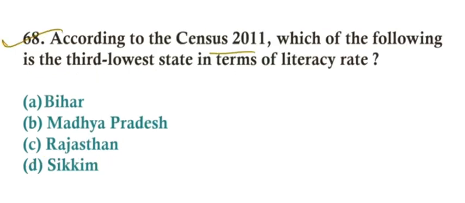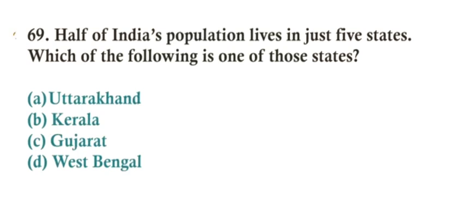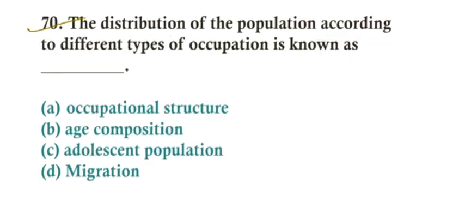68. According to the census 2011, which of the following is the third lowest state in terms of literacy rate? Option number C, Rajasthan. 69. Half of India's population lives in just 5 states. Which of the following is one of those states? Option number D, West Bengal. 70. The distribution of population according to the different types of occupation is known as? Option number A, occupational structure.